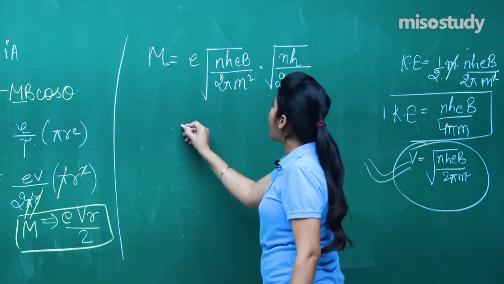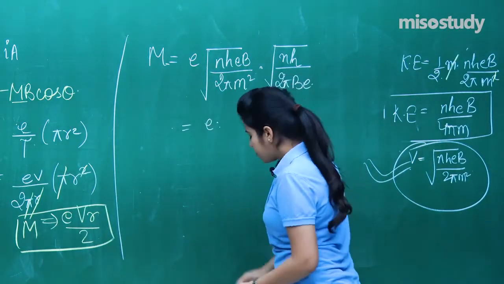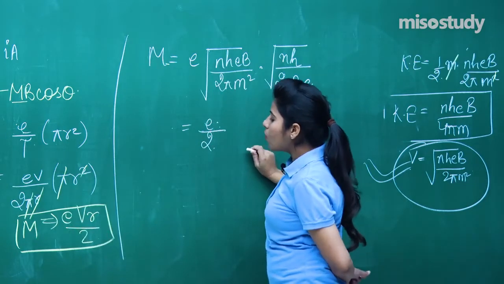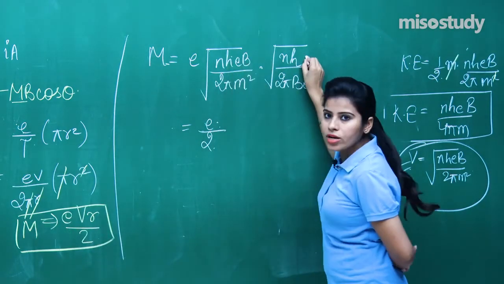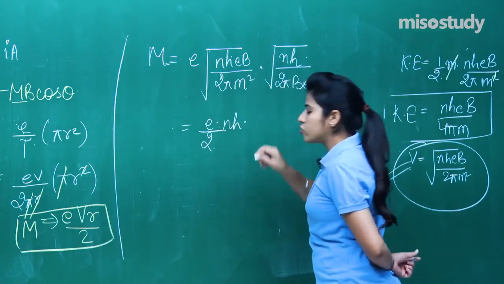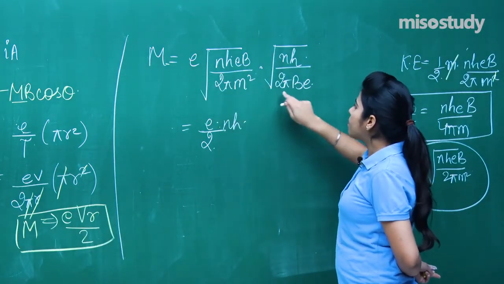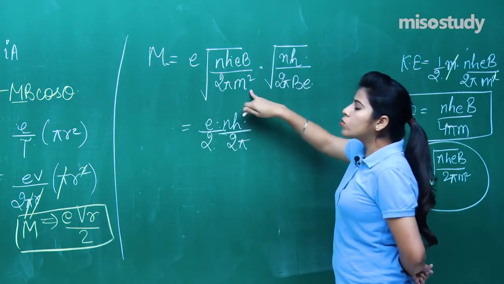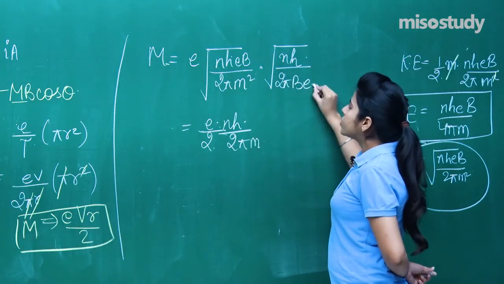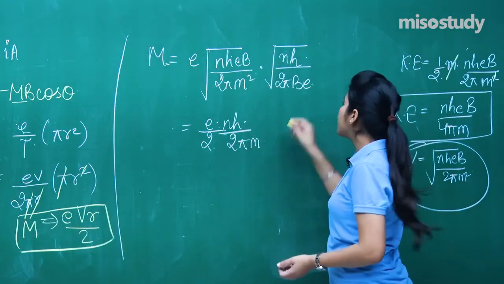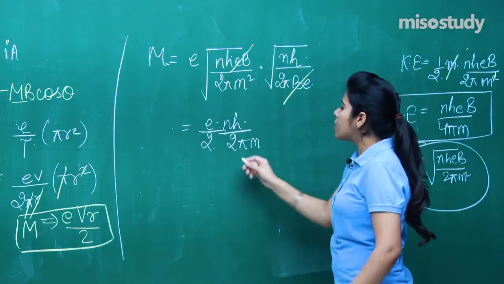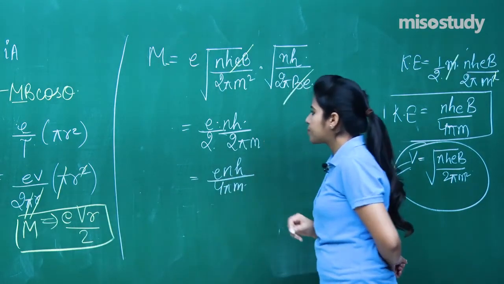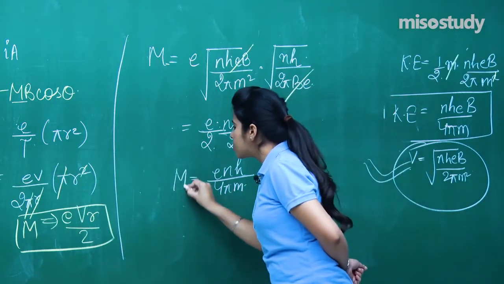So that means what we are having with us, okay, this is e by 2. Now under root n h into under root n h will be n h. Under root 2 pi multiplied by under root 2 pi is simply 2 pi. Under root m square will come out to be m. Under root B, they will be cancelled. So we are having e n h upon 4 pi m. This is the value of the magnetic moment.